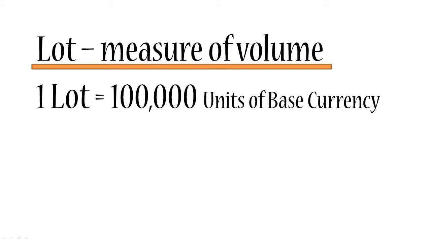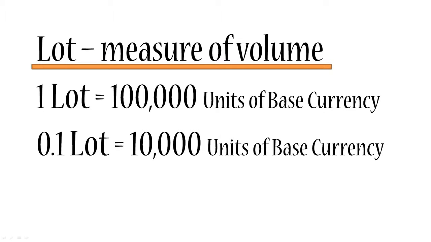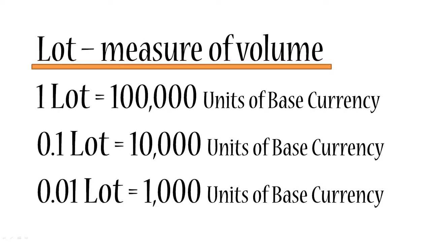Alright, so lots. A lot is a measure of volume of a transaction on the Forex market. One lot equals 100,000 units of base currency. 0.1 lot equals 10,000 units of base currency. 0.01 lot equals 1,000 units of base currency. Also, 0.1 lot is called the mini lot, and 0.01 lot is called the micro lot.